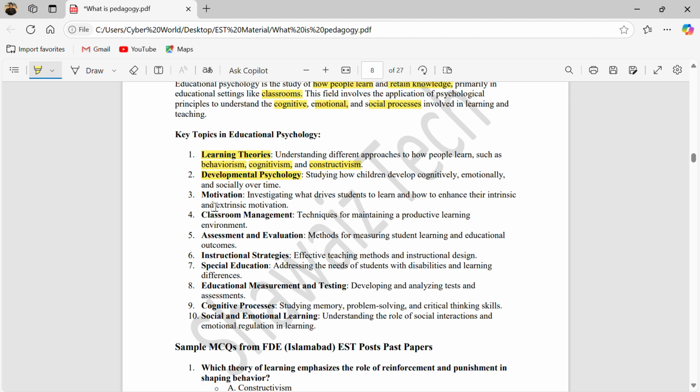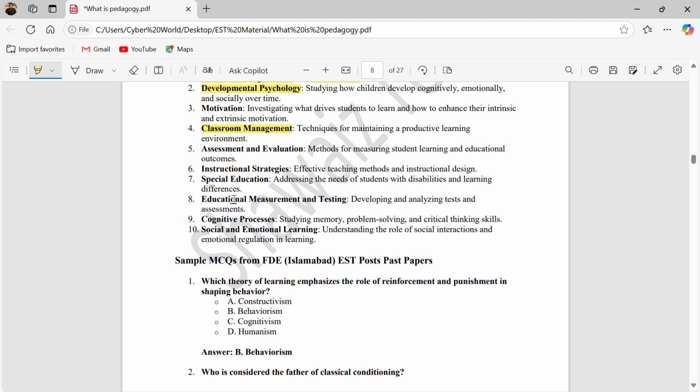And classroom management is a very important factor. These are techniques used for maintaining a productive learning environment in a classroom. Then assessments and evaluations, which are for measuring student learning. The teacher delivers a lesson, and if the teacher wants to measure how students learn and what their knowledge ability is, teachers take assessments and evaluations to measure student learning and educational outcomes.